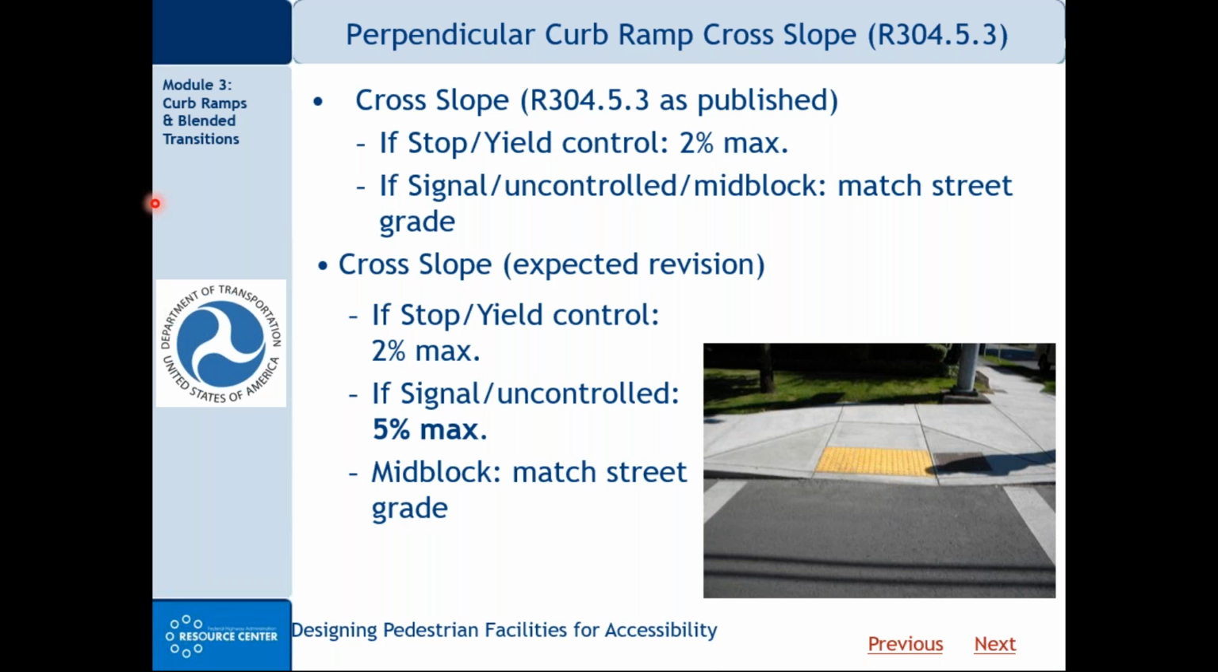So think about it, this may affect how we design intersections. We probably want to table them so we have a gentle grade in the vicinity of the crosswalks so we can comply with these cross slope requirements. But again, these would be for new construction.